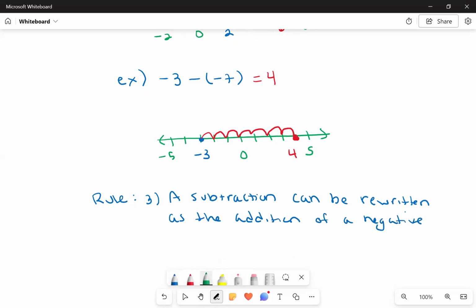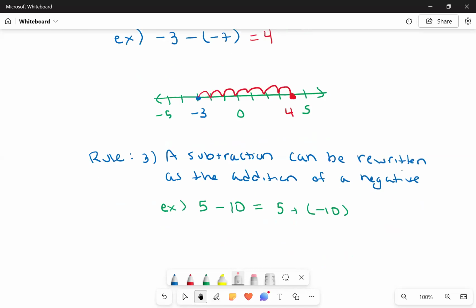Let's do an example. Let's say I have 5 minus 10. I can rewrite that as 5 plus negative 10. They're the same thing. On the number line, if I drew them out, they're going to look exactly the same. They're both going to move to the left, starting at 5 and ending at the same spot, negative 5. So these two statements are equivalent. We can rewrite a subtraction as plus a negative.